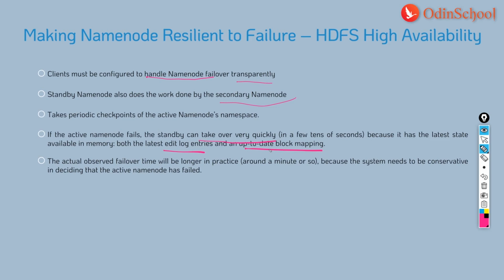But trust me guys, the actual observed failover time will be longer in practice, sometimes around a minute or so, right? Because the system needs to be very conservative also. The active name node has failed, it has to confirm that, and only then can it make the standby name node active. So during that time, you can see there is a slowdown, or you can say downtime, in your cluster. So this is just for your information, nothing is always ideal as it seems.